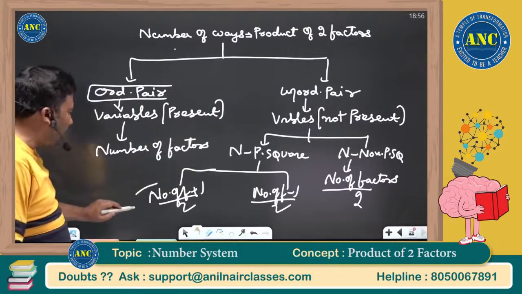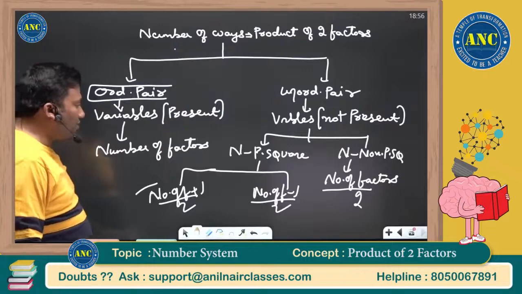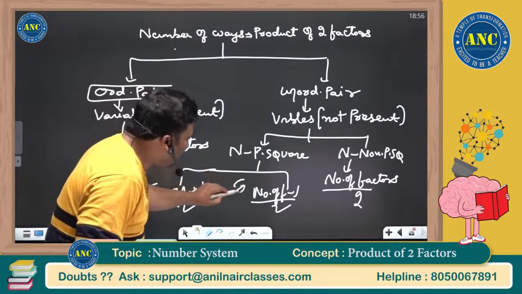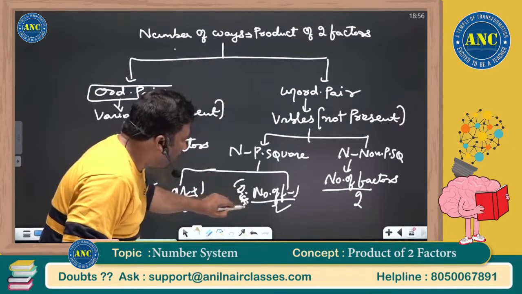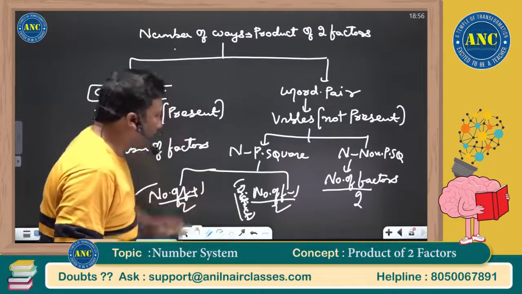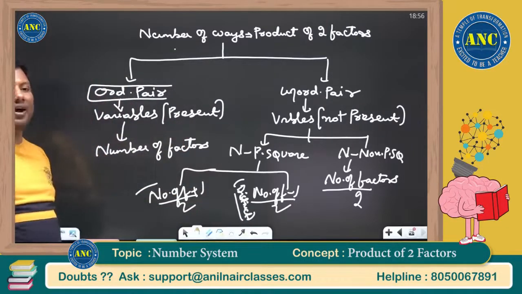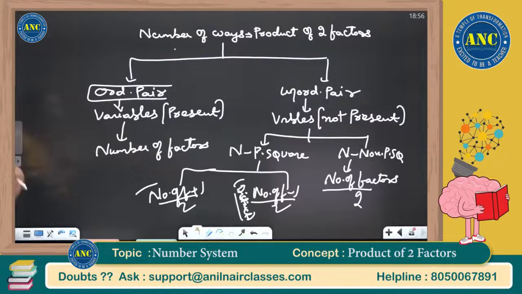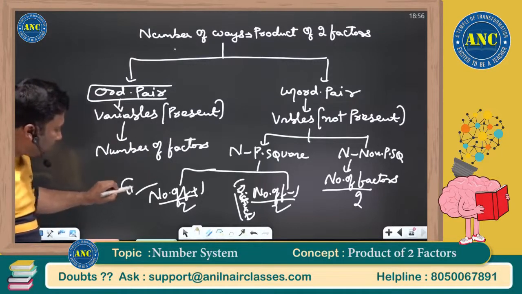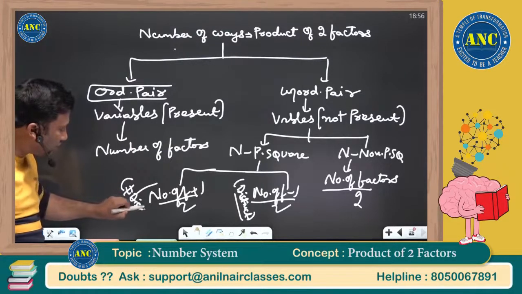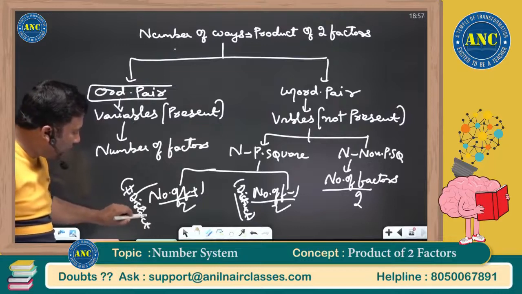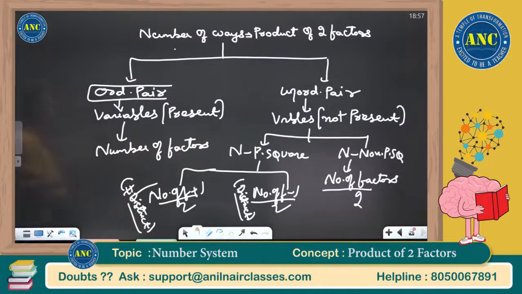When is plus 1 by 2 used, and when is minus 1 by 2 used? If the word distinct is there in the question, the answer is number of factors minus 1 by 2. If the distinct word is not present in the question, the answer is number of factors plus 1 by 2. I hope this idea is clear.